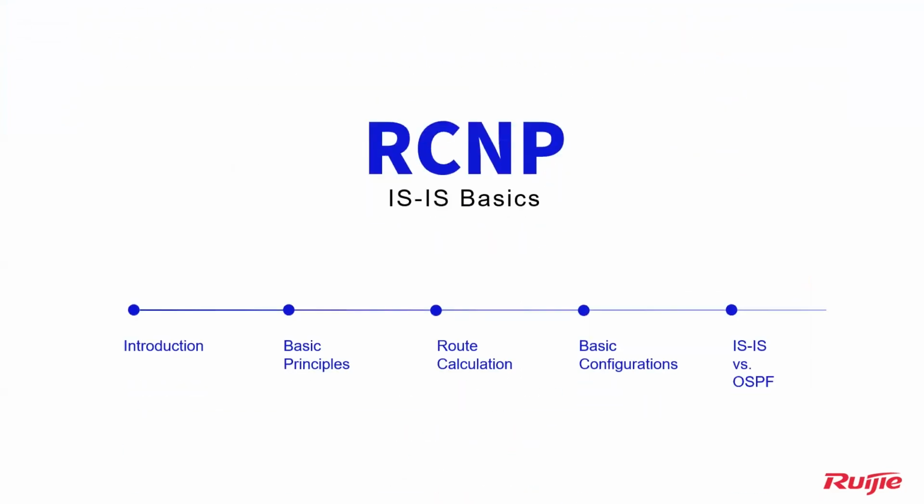In this course, we have several topics. First, some basic introduction about ISIS. Second, the principle, how this protocol works. Then the key point of using ISIS is getting routing information, so how ISIS finishes the route calculation. Then the basic configuration, how to add the commands on the router so that the router can run the ISIS protocol and get the correct routing information.